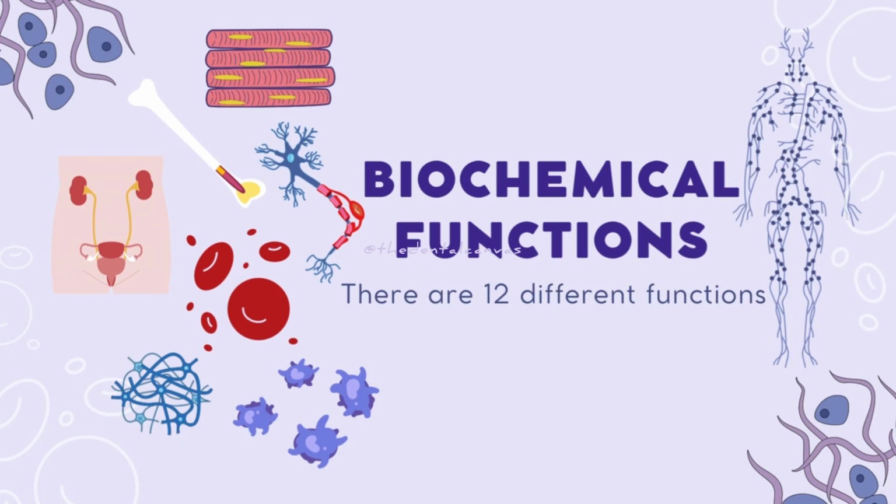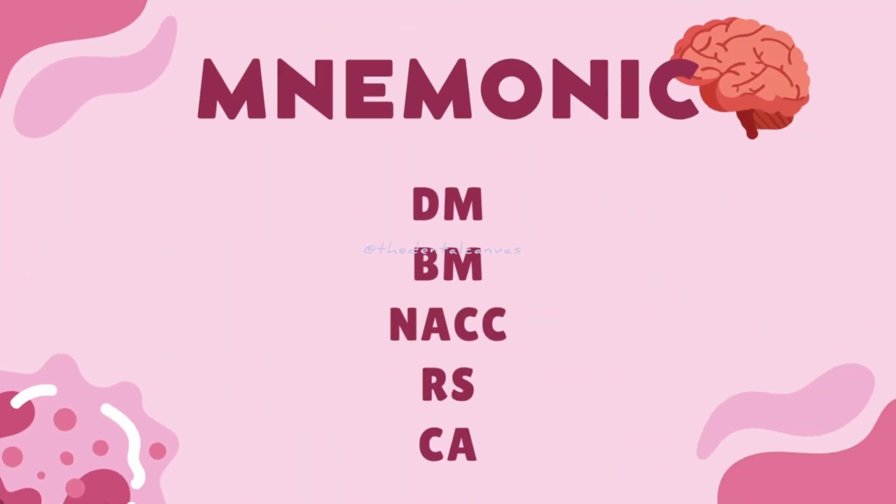There are 12 different, but you don't have to worry because I have got mnemonic for you all. First two being DM and BM. Remember this as rhyming DM BM. Then remember NAC. NAC is like NAAC A grade college like ours, and then RS for respiratory system. CA definitely CA will be calcium as we are studying calcium, you guys.